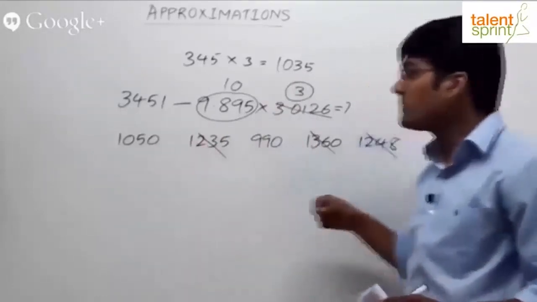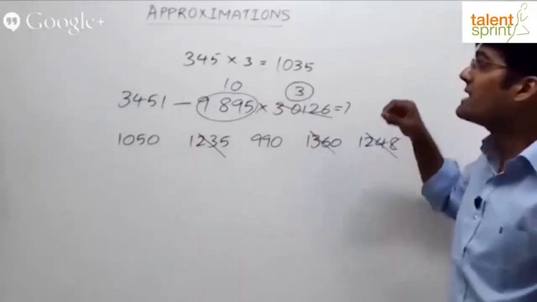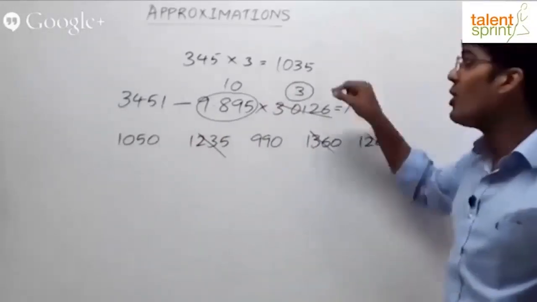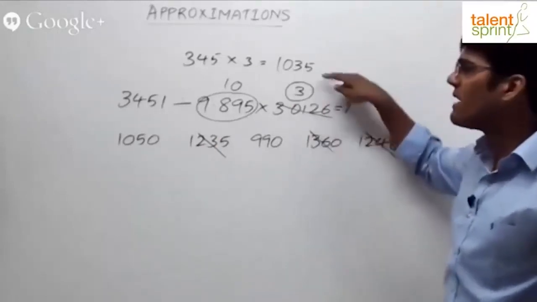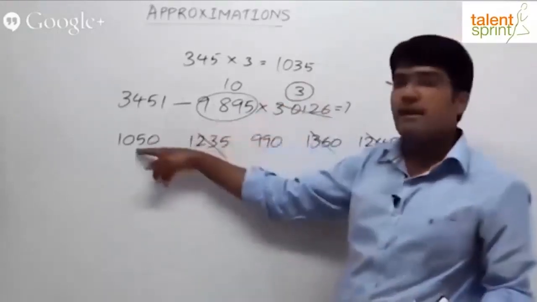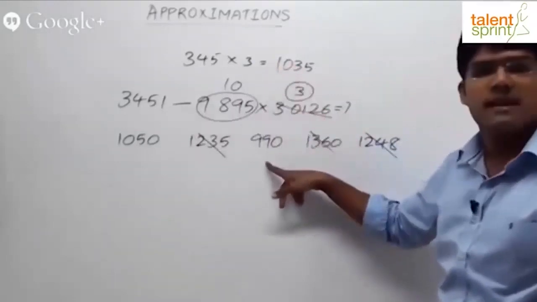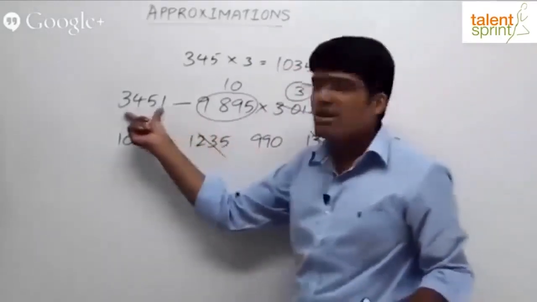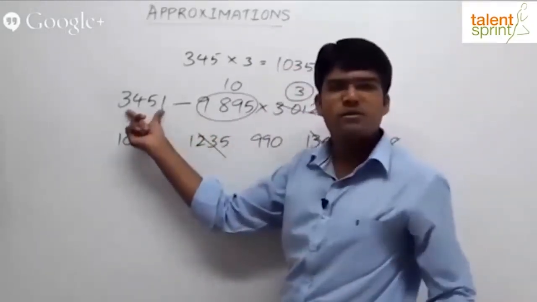The difference is 45. But now you have to really understand, will the answer be more than 1035 or less than 1035? If it is coming out to be more than 1035, that's the answer. If it is anyway less than 1035, then the other will be the answer. Now look at this. We did not change this value. 3451 was 3451 as it is.